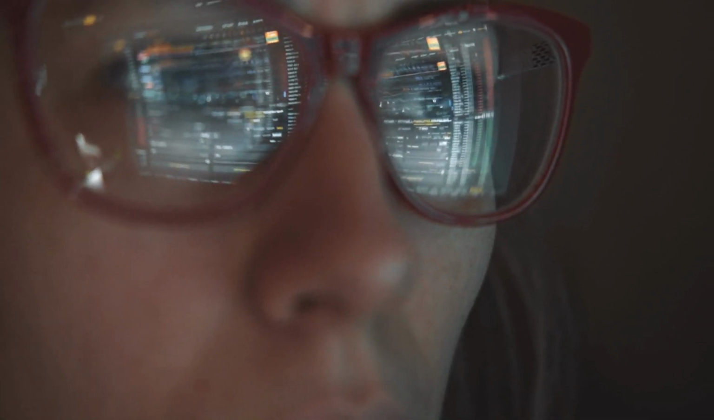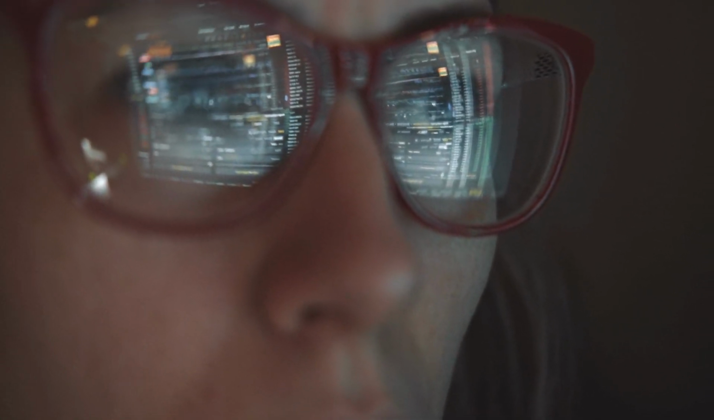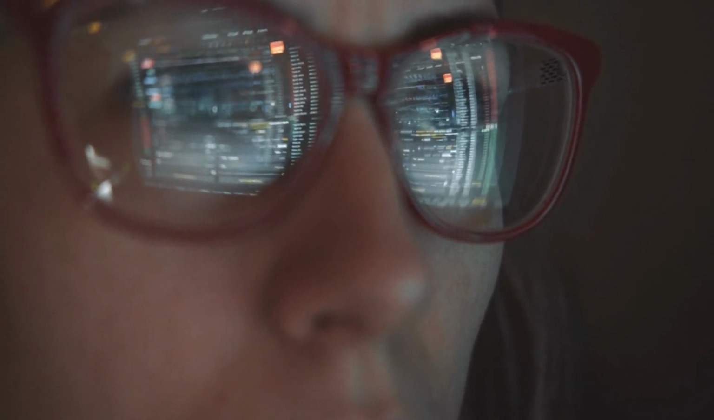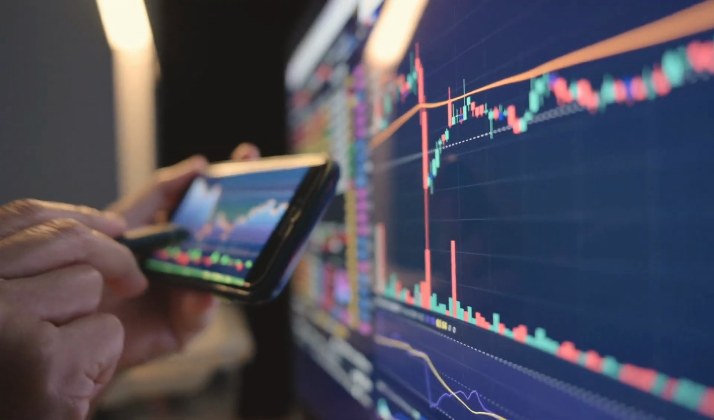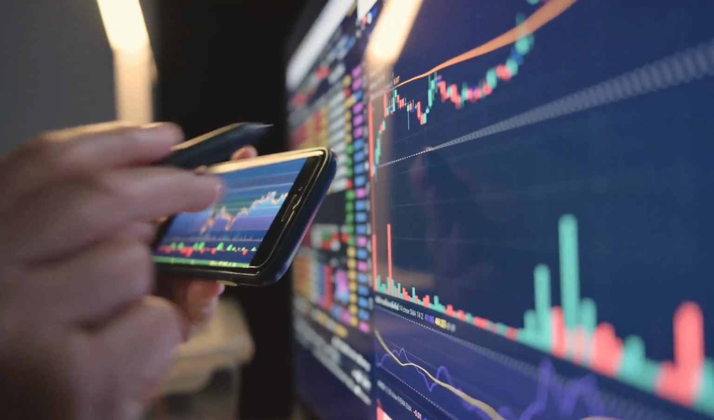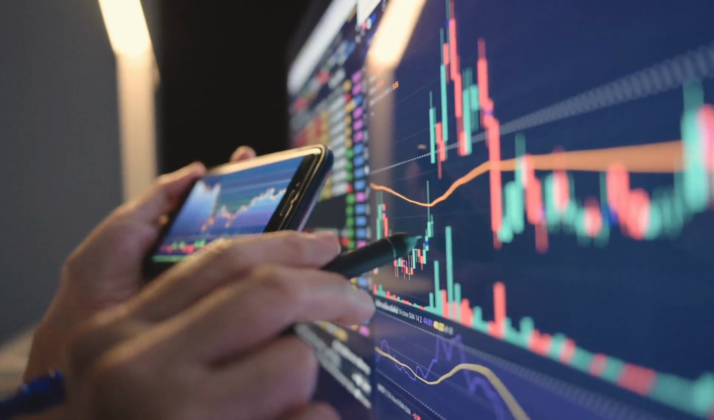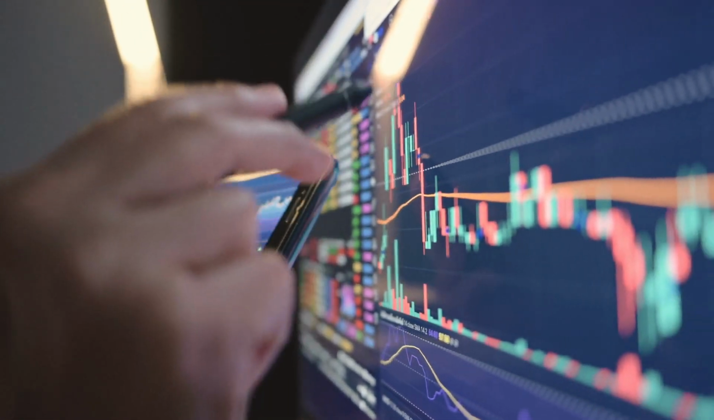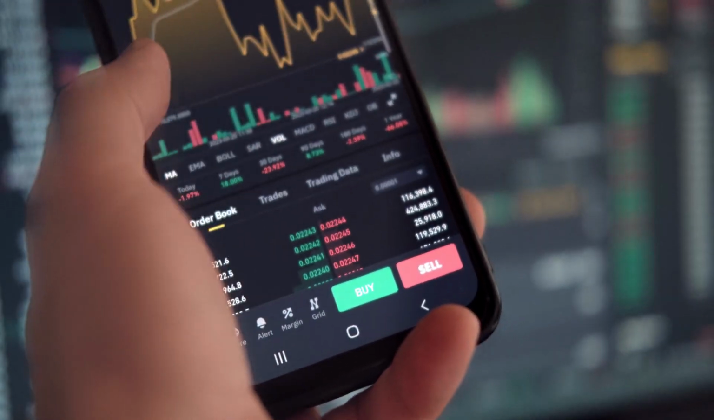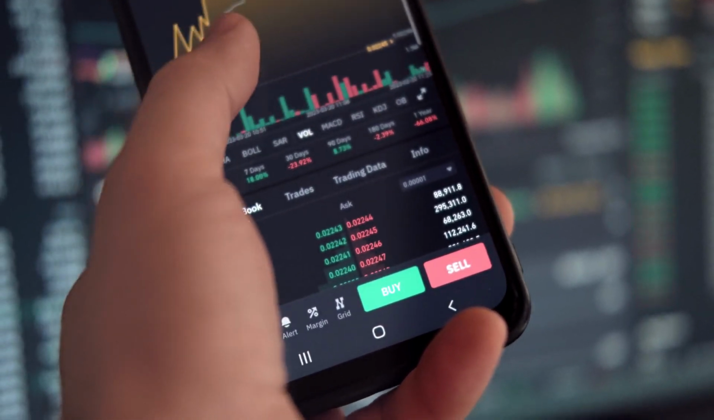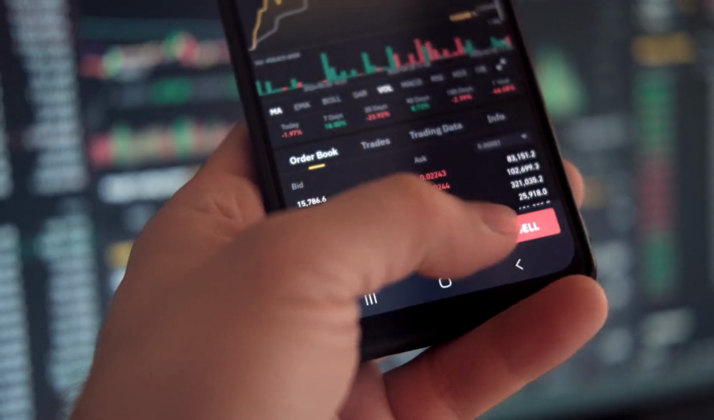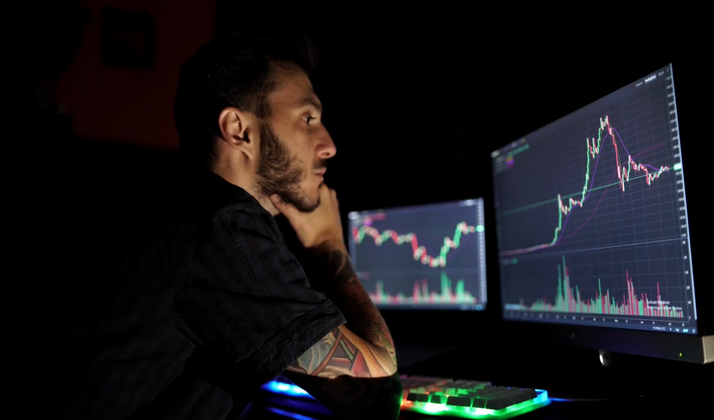Conclusion. So now you have a solid understanding of what Forex indicators are, the different types, and how to use them effectively in your trading. Remember, indicators are not magic formulas. They're tools to support your analysis. The real edge comes from combining them wisely, managing your risk, and staying disciplined.